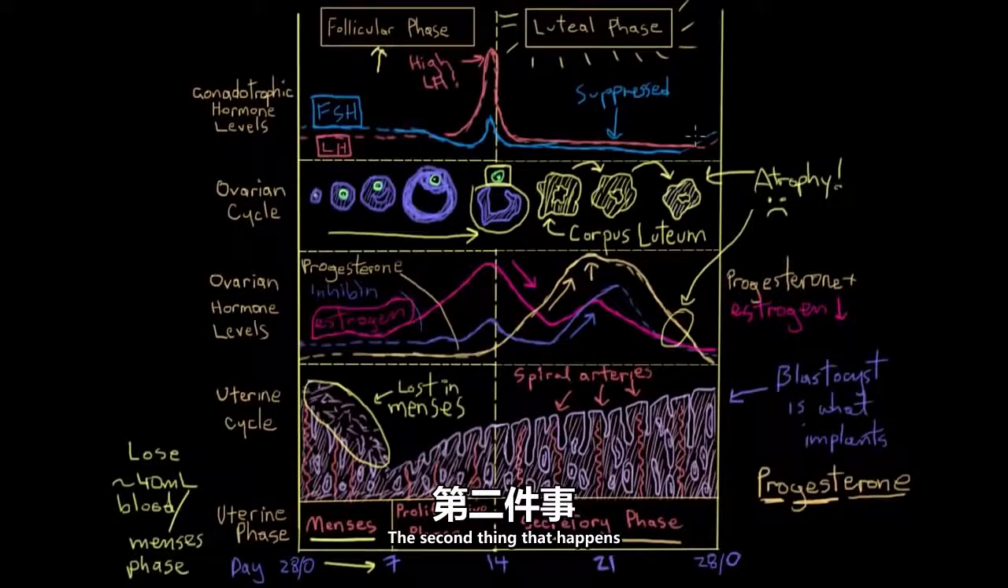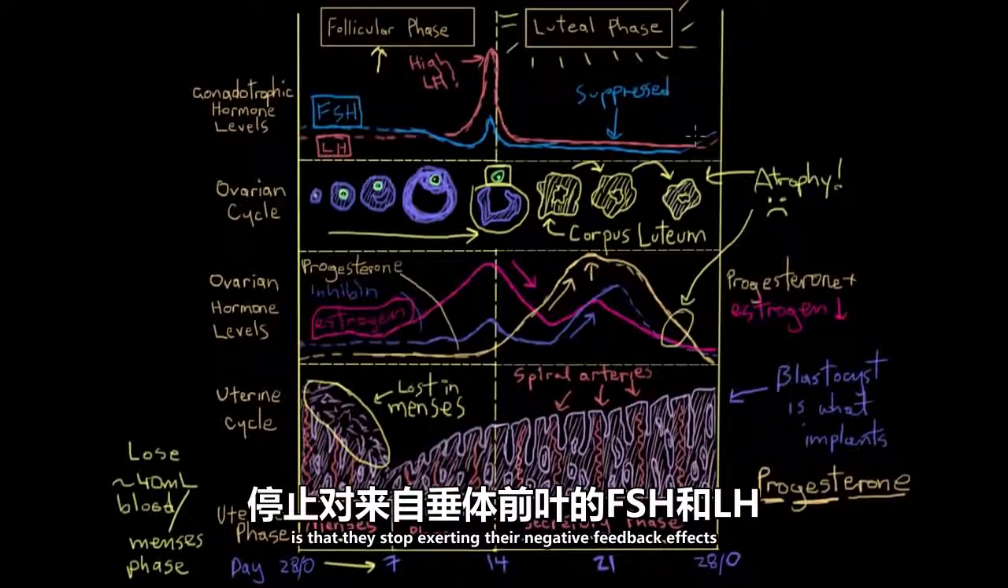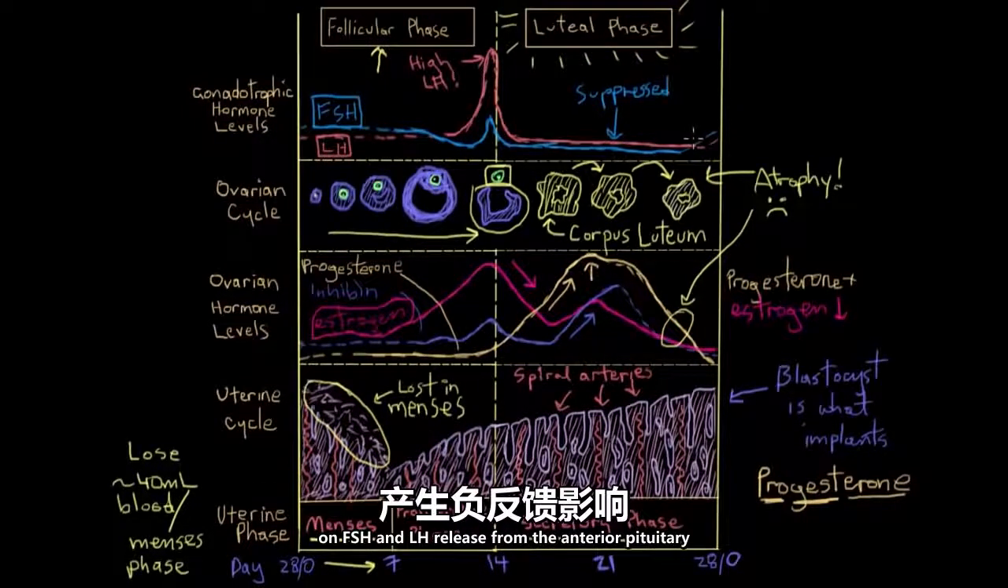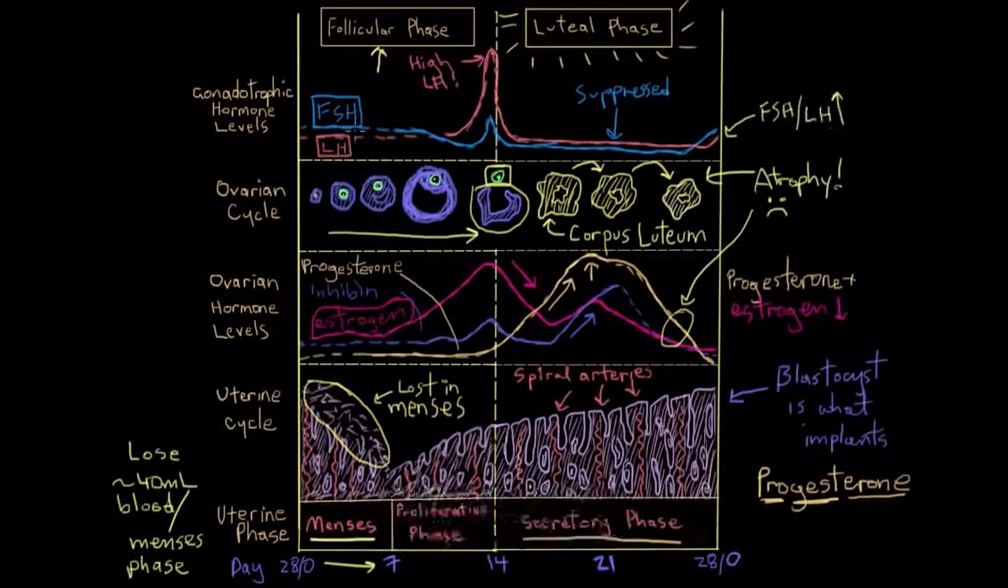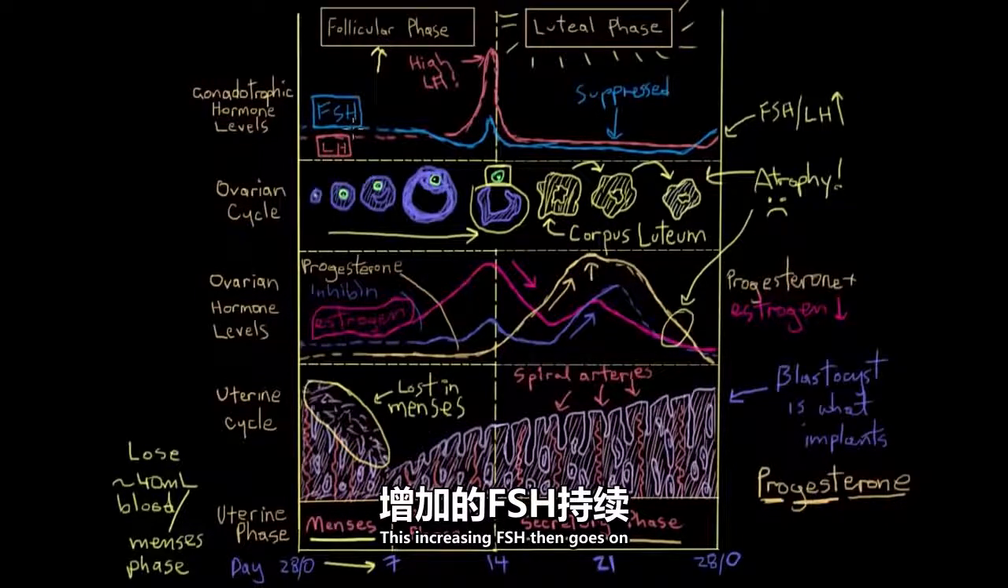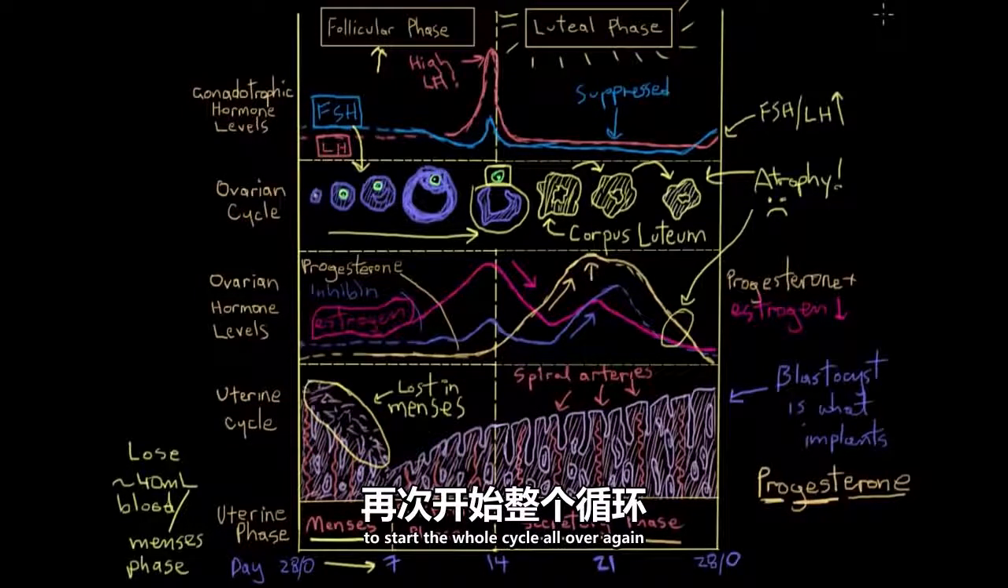The second thing that happens when estrogen and progesterone levels drop is that they stop exerting their negative feedback effects on FSH and LH release from the anterior pituitary. So the FSH and LH levels begin to go back up again. And this increasing FSH then goes on to stimulate more follicular development in the ovaries to start the whole cycle all over again over the course of another 28 days.